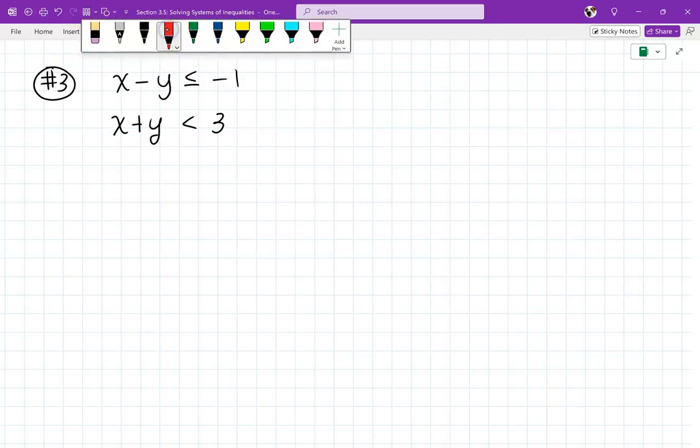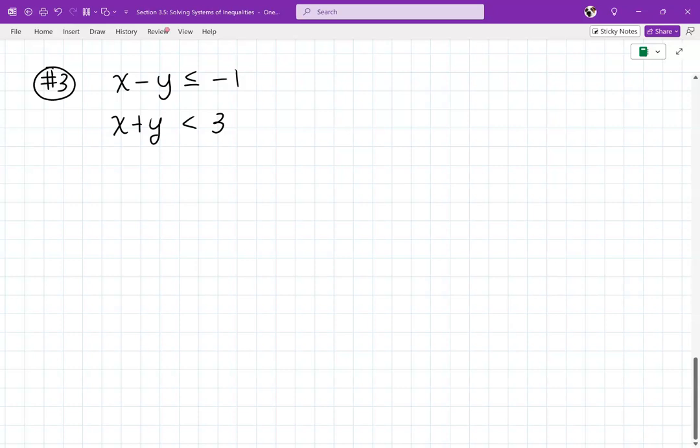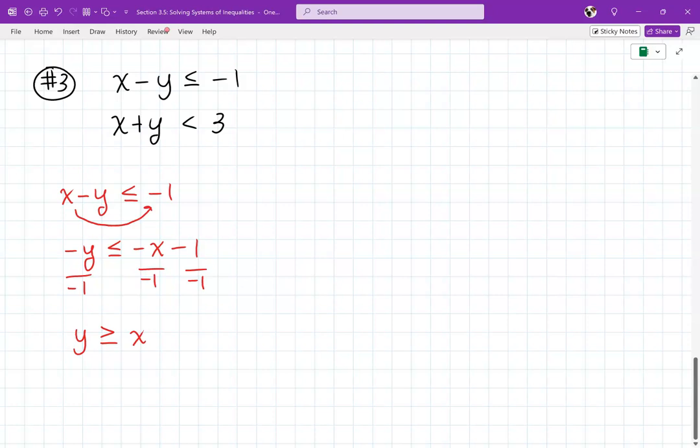I'll make it red here. So we're going to start with the top one, which is x minus y less than or equal to -1. And I'm going to solve for y. So let me subtract x. I'm going to move the x over, so I get -y less than or equal to -x minus 1. And to get y by itself, I have to divide everything by a -1. And if I divide everything by a negative, both sides, I'm supposed to flip the inequality, right? So this is going to be y greater than or equal to x plus 1. So there's my first one.